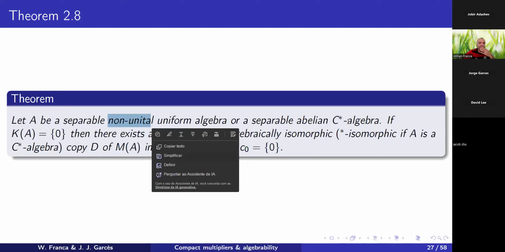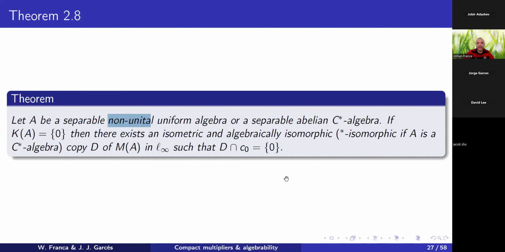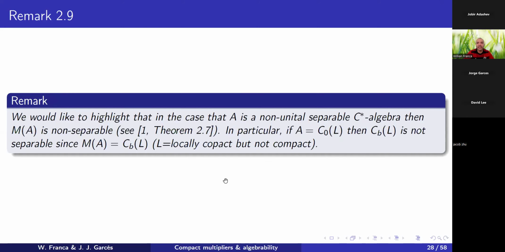So if you have a separable non-unital algebra or separable abelian C-star algebra, so if there are no compact elements, or the only compact element is the 0, then there exists an isometric, algebraically isomorphic copy D of M of A, in the case of C-star algebras a star-isomorphic copy, that fulfills the same condition, where D intersection with C0 is just 0. Copy D of M of A in L infinity, all right? The thing we should mention now is the following, all right?